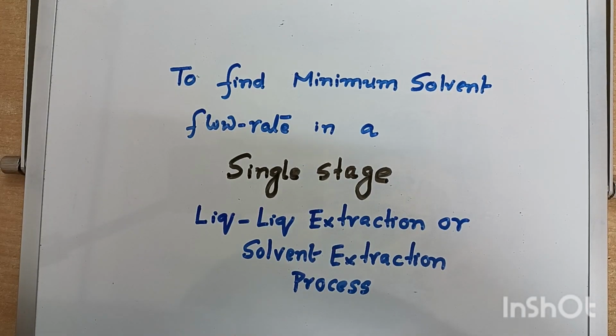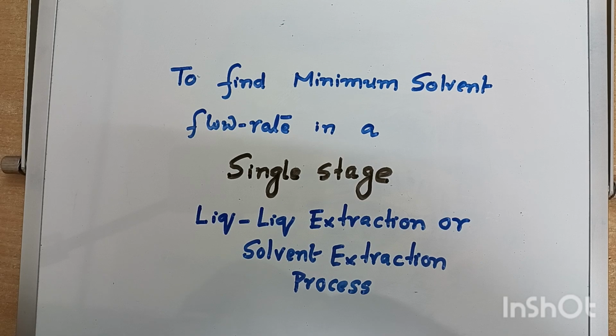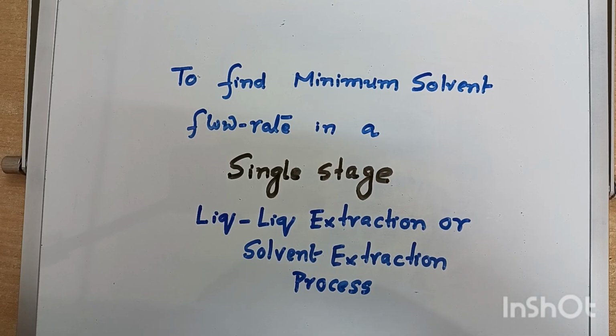Students, today I'll explain to you how to find out minimum solvent flow rate in a single stage liquid-liquid extraction or solvent extraction process. Interestingly, it's quite different from finding out minimum solvent flow rate for a countercurrent multi-stage operation where Hunter-Nash graphical method is used. So the overall technique that I'm going to demonstrate is a graphical method, but since it is a single stage process, the steps are quite different.